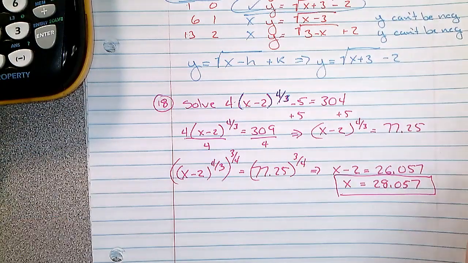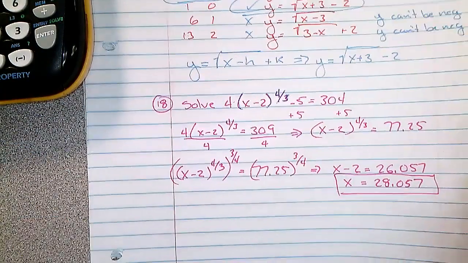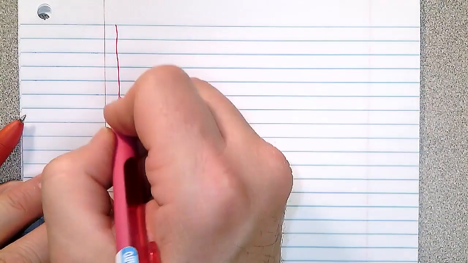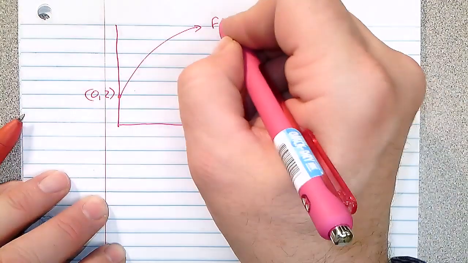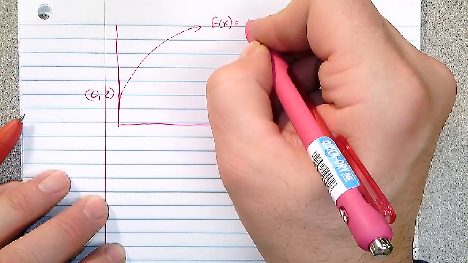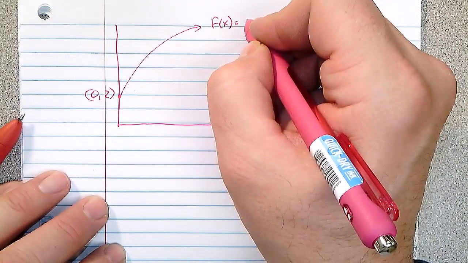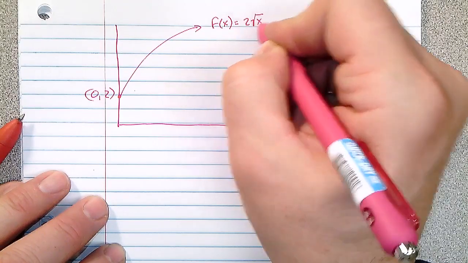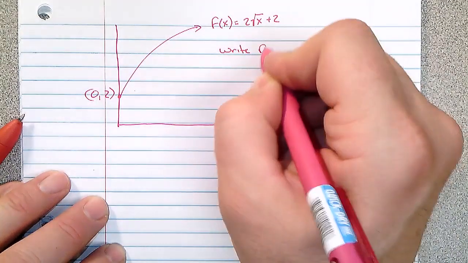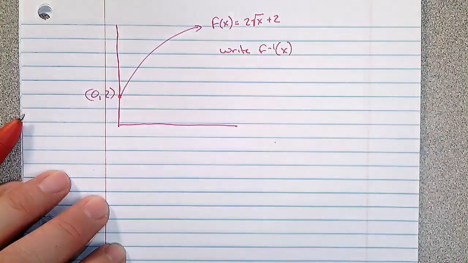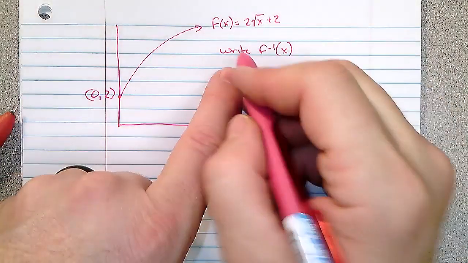All right. Last one, 19. Take 3 on number 19. So we have our graph. We have our starting point here at 0, 2. And we're going this way. And this is f of x is equal to 2 square root of x plus 2. So first is write f negative 1 of x.